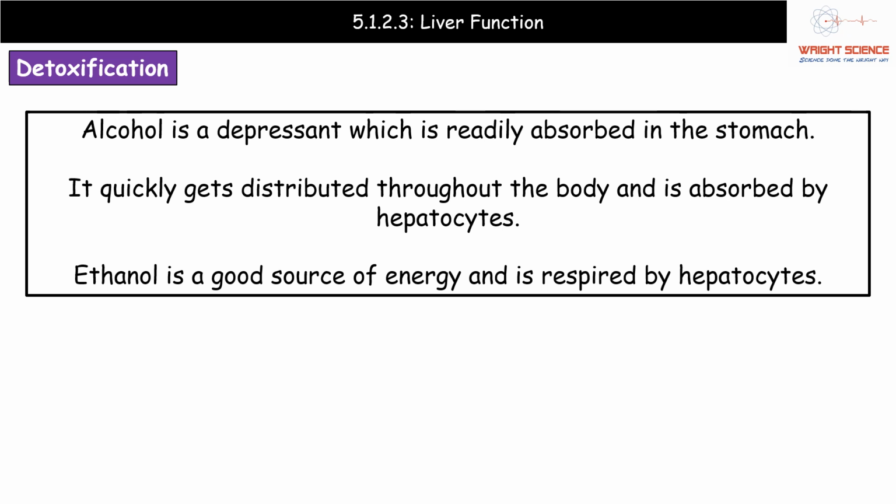So our specific example we're going to focus on is alcohol. Now, alcohol is a depressant, and what we actually find is obviously it's something we consume, and therefore it's going to be absorbed into the bloodstream through the stomach. Really quite readily. It's very easily absorbed into our bloodstream. Now, because it's then going to get into our bloodstream, it's going to be distributed pretty quickly through the body, and when it gets to the liver, will be absorbed by the hepatocytes, the liver cells.